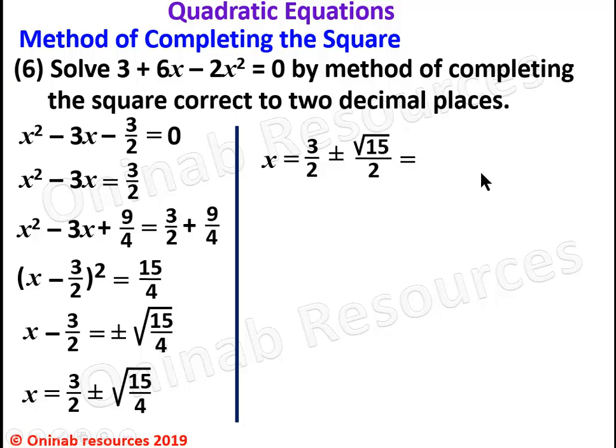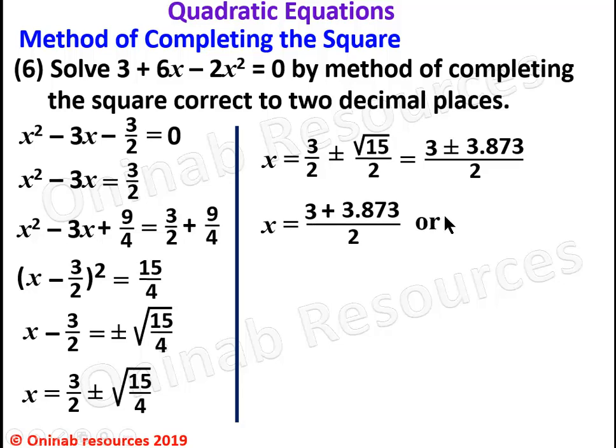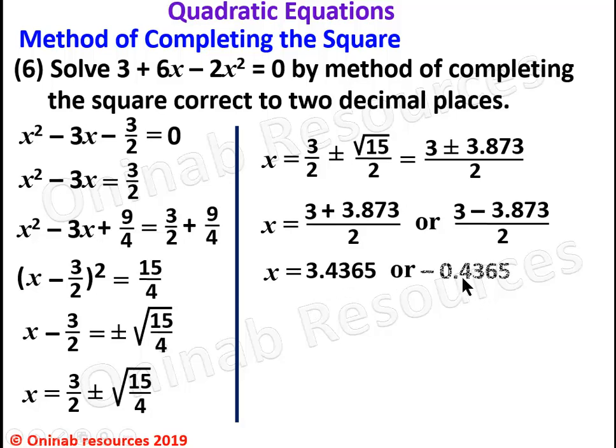So we make this a single fraction. So the common denominator is 2. So this is 3 plus or minus square root of 15, which is 3.873. So we now separate this plus and minus. So we have x is equal to 3 plus 3.873 over 2, or 3 minus 3.873 over 2. So simplifying this, we have x is equal to 3.4365 or negative 0.4365.